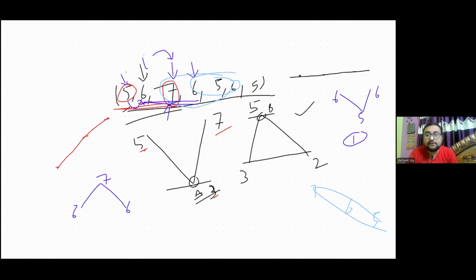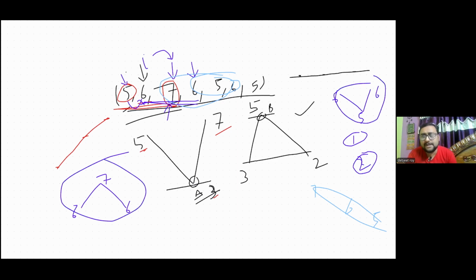Okay, so now I have found out that there are 2 hills and valleys combined. One I found as a hill and this one I found as a valley. Then I will go to the next set of 3 elements. Next is 5, 6, 5.